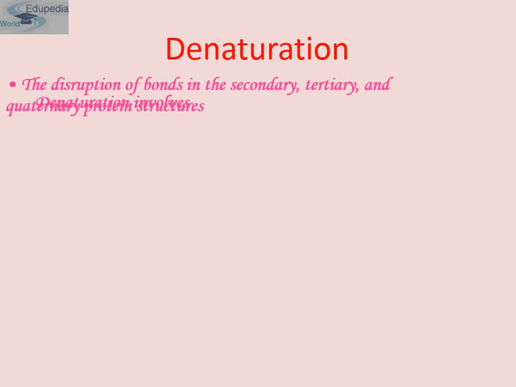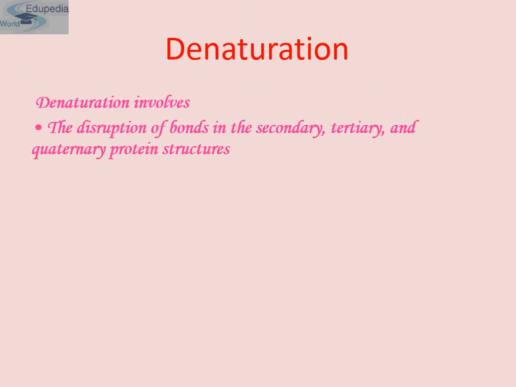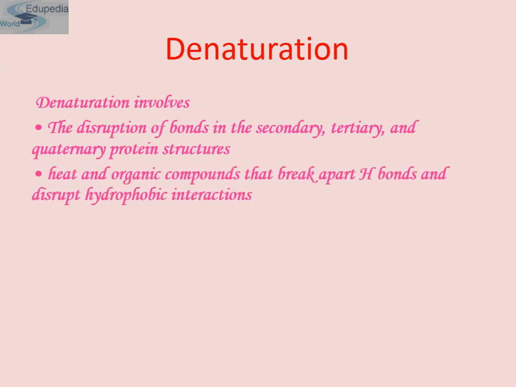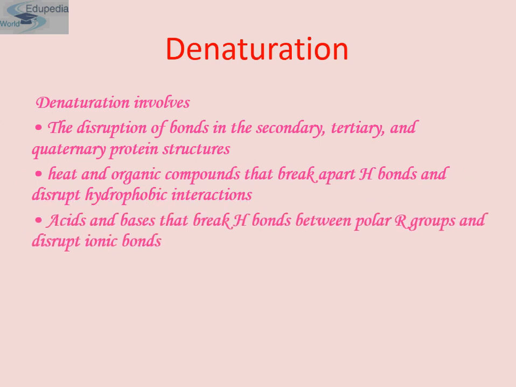Now come to denaturation. Denaturation involves the disruption or breaking of bonds in secondary, tertiary and quaternary protein structures. Heat and organic compounds break apart the hydrogen bonds and disrupt hydrophobic interactions. Acids and bases break hydrogen bonds between polar R groups and disrupt ionic bonds. Heavy metal ions react with SS bonds to form solids. SS bond is a disulfide bond.